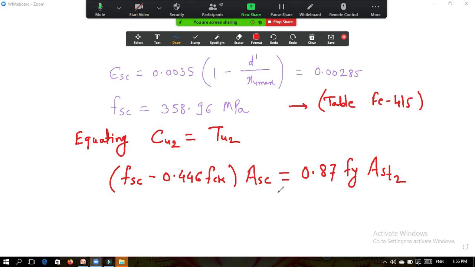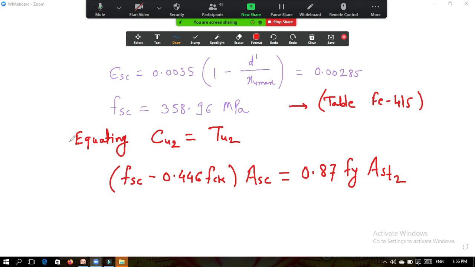Are you clear now? Go to the table of Fe415 which I have given you at the start of this doubly reinforced section. Refer to that table. In that table, for the value of epsilon SC 0.0285, do the interpolation. After interpolation, you will get this value of FSC.